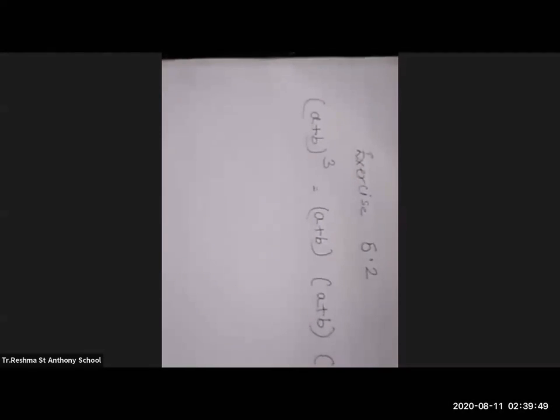तो हमको क्या करना है, a plus b कितने टाइम लिखना है, 3 टाइम. I am deriving the formula. कैसे फॉर्मूला डिराइव हुआ है, that I am explaining you. After that, when you got an idea how the formula derived, we will directly start our sum. Now (a plus b) the whole cube equal to (a plus b), (a plus b), (a plus b).